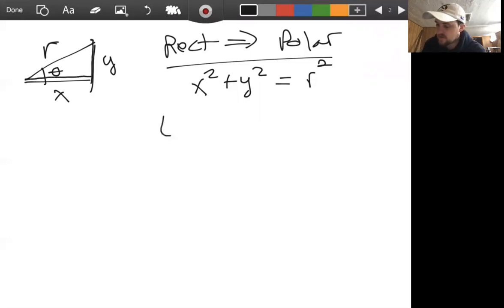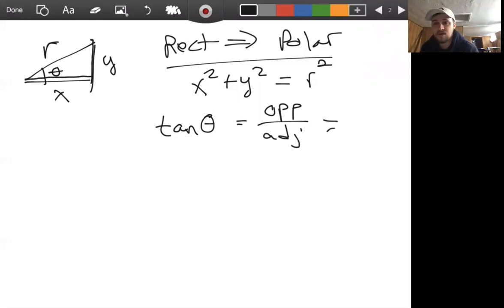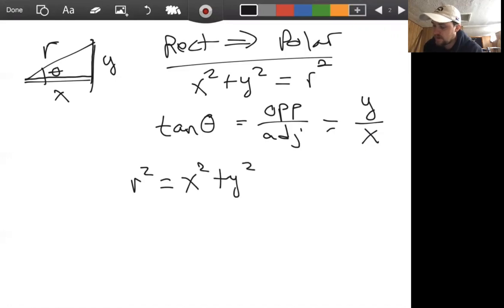Namely, if you think to the trig function tangent, tangent of theta should be opposite over adjacent. And so if we write tangent theta as opposite over adjacent, then the tangent of theta is y over x. So if you'd like, here we can get the following list. We have r squared equals x squared plus y squared, and then we have theta equals arctangent of y over x. And these are our formulas now.